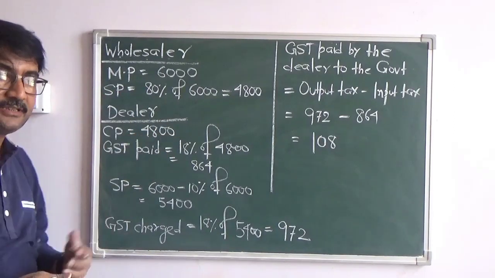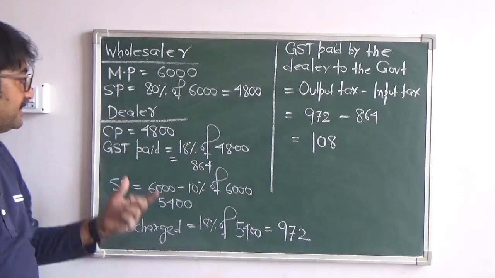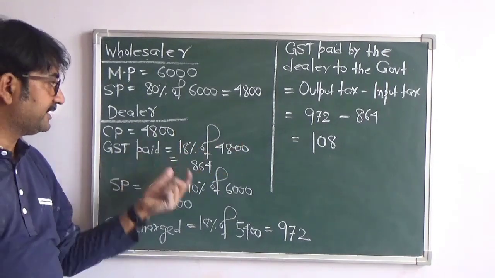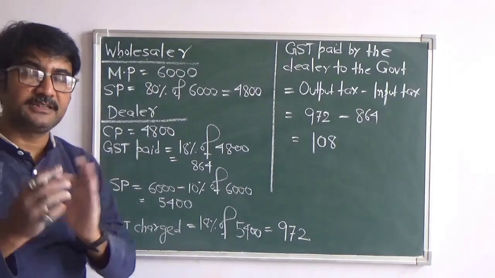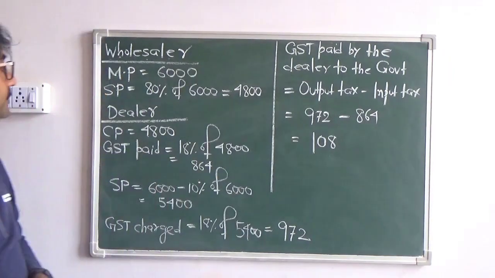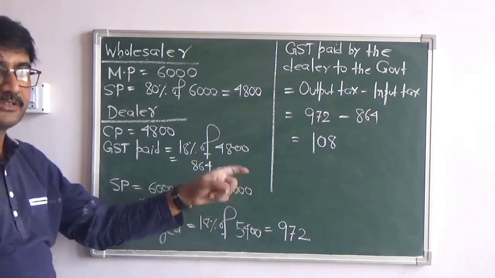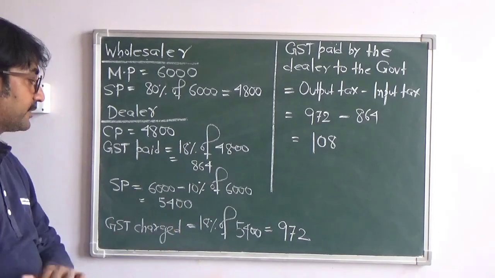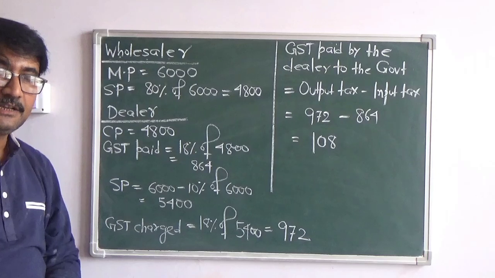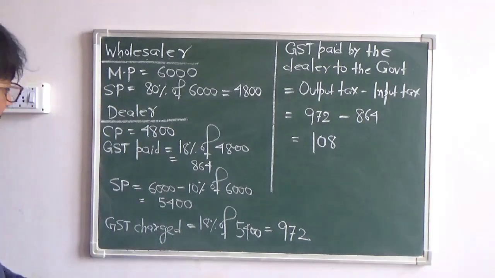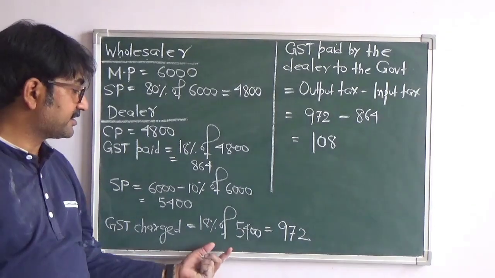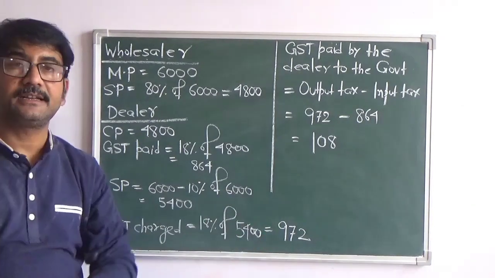So when he purchases, he has to pay the GST. So GST paid is 18% of the purchasing amount, 864. So now he sells the article at a 10% discount on the mark price. So it is 6,000 minus 10% of 6,000, that is coming to 5,400 is the selling price. So when he sells the article, obviously he has to collect the GST, so that is the GST charge, that is 18% of 5,400 coming to 972.